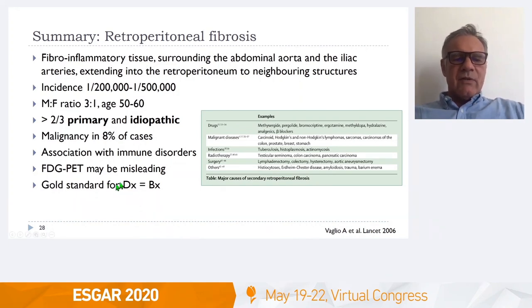And the gold standard for this disease is to do a biopsy, and of course, preferably image-guided biopsies. Here on the right, you have some examples of secondary retroperitoneal fibrosis, but I remind you that the majority of cases is a primary and idiopathic disease.